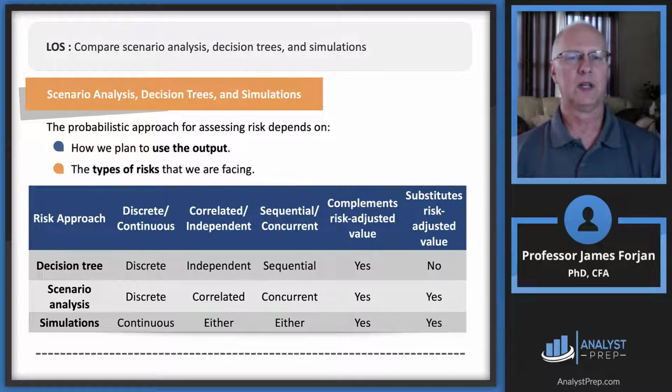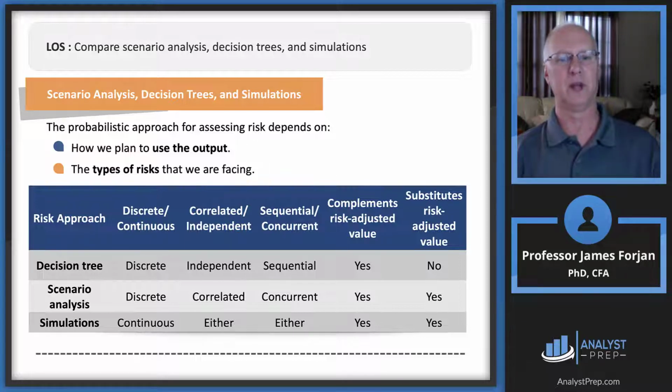And then let's look quickly at this last LOS. Notice this really is the only one that has decision trees and simulation. So compare all of these. Here's a super table that you probably ought to memorize for the exam. So there are the approaches down the left-hand column. So the first two are discrete. We said that earlier. Simulations are continuous. Decision trees are independent. Scenario analysis, they can be correlated, right? And then simulations are either. Complements risk-adjusted value, so yes for all three.